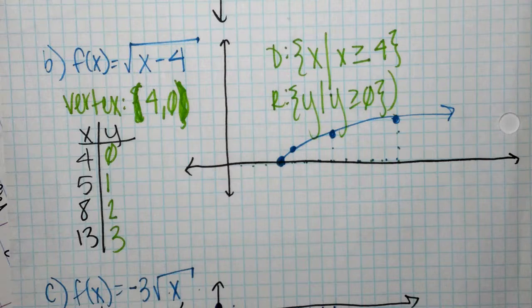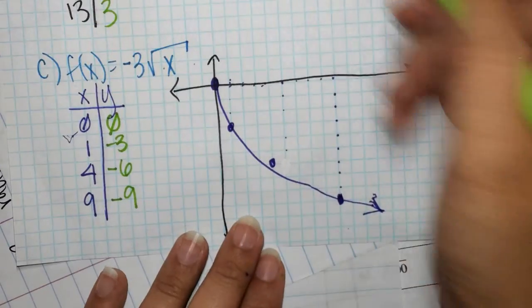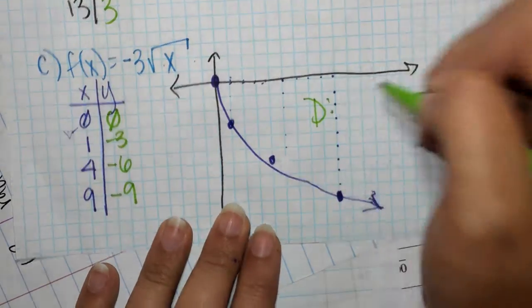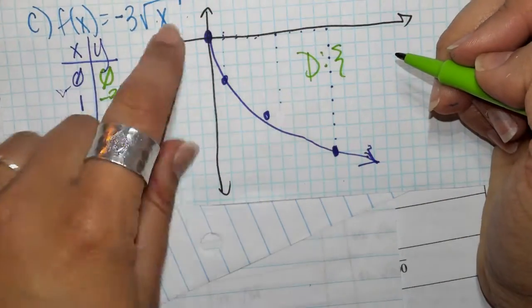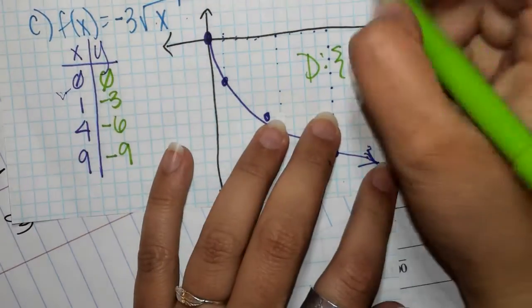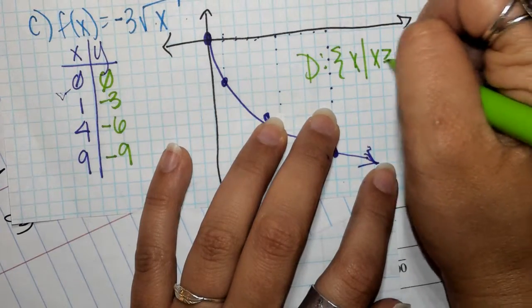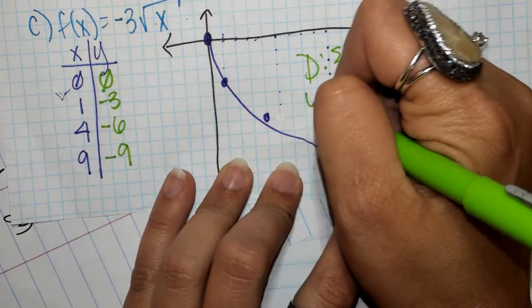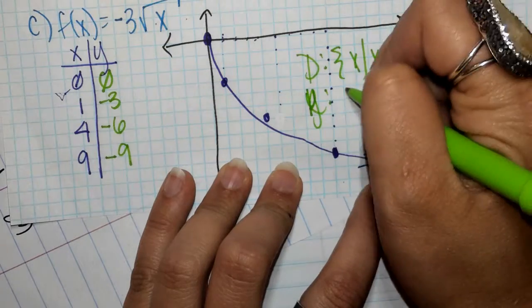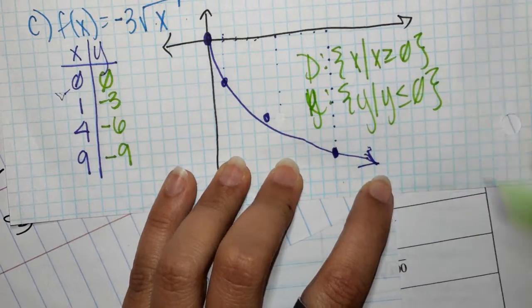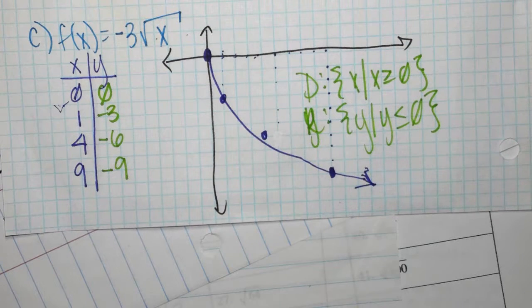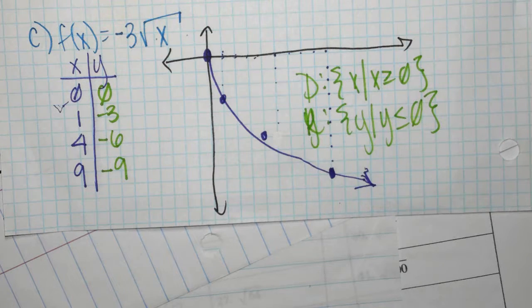Now, on C, our x values are still greater than or equal to 0, because we didn't plug in any negative x values, did we? But what would our y be? Yep, less than or equal to 0, because it's going down. Thank you, Zoe, for reminding me to do that.